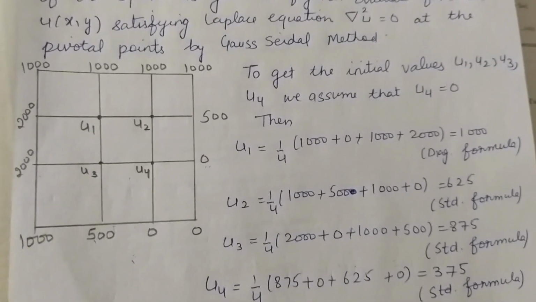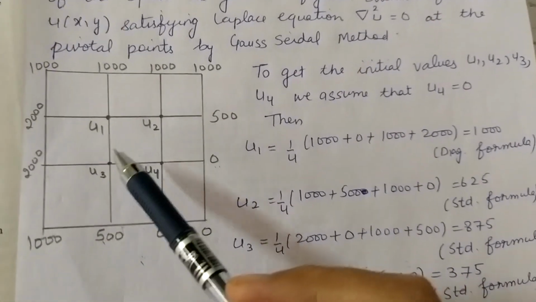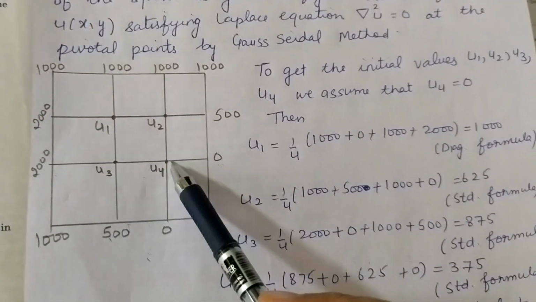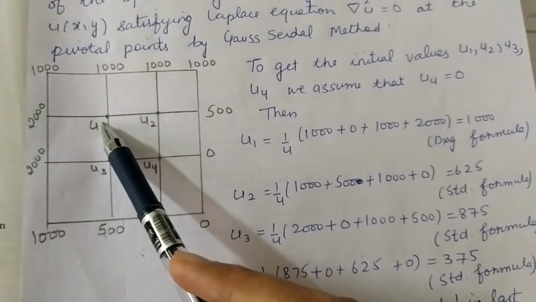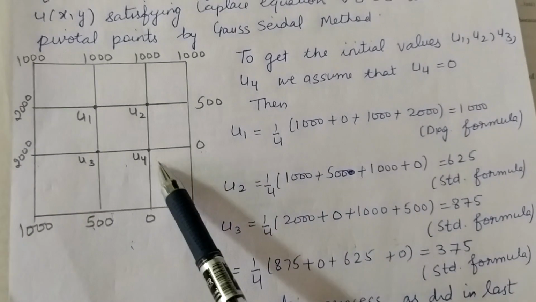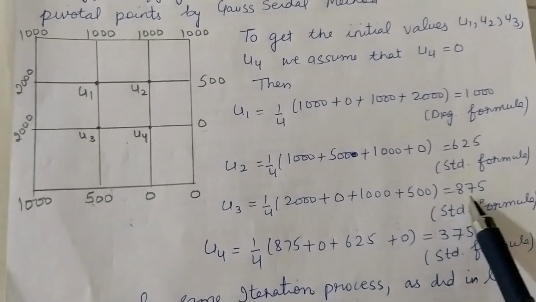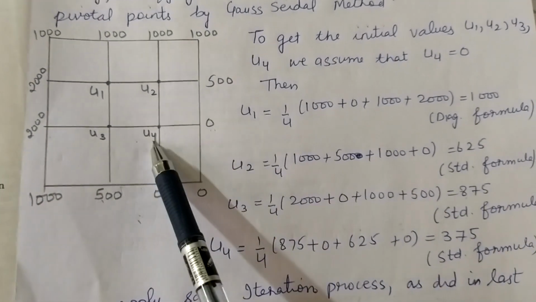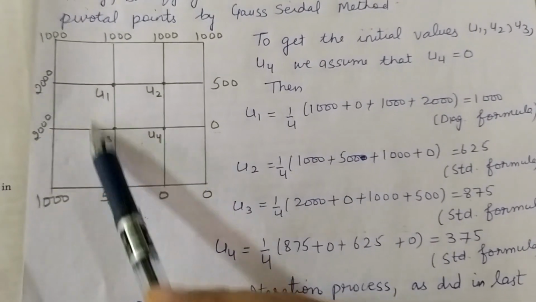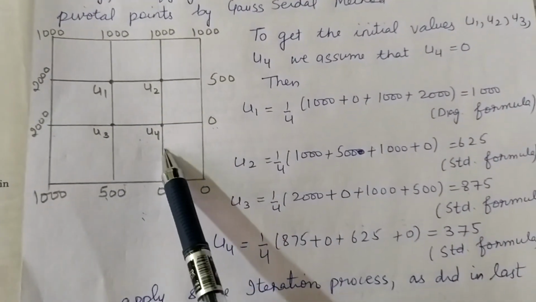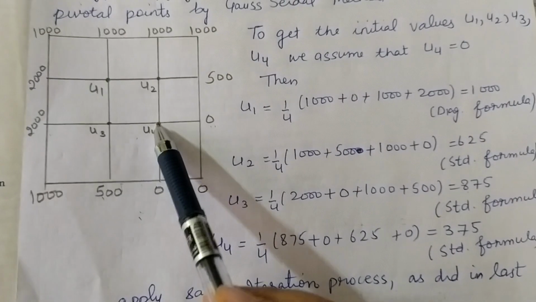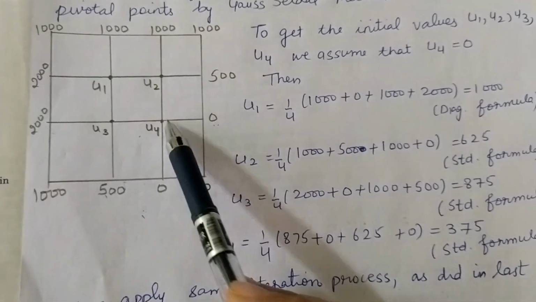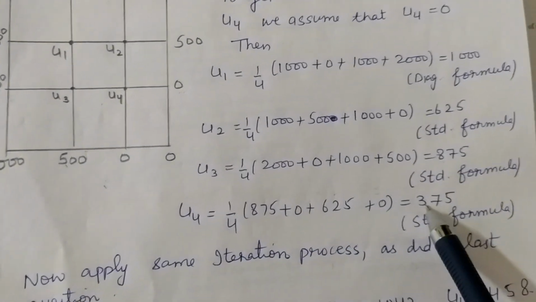Then in the case of u3, I can apply the diagonal formula here as well as the standard formula. If I apply the standard formula, it will become u1 plus 2000 plus u4 plus 500, and u1 is 1000, u4 is 0. So I got this value 875. Now I will find out this u4. Now u1, u2, u3 are known. So now I can find out this u4, again applying the standard formula: u2 plus u3 plus 0 plus 0. So I got 375.